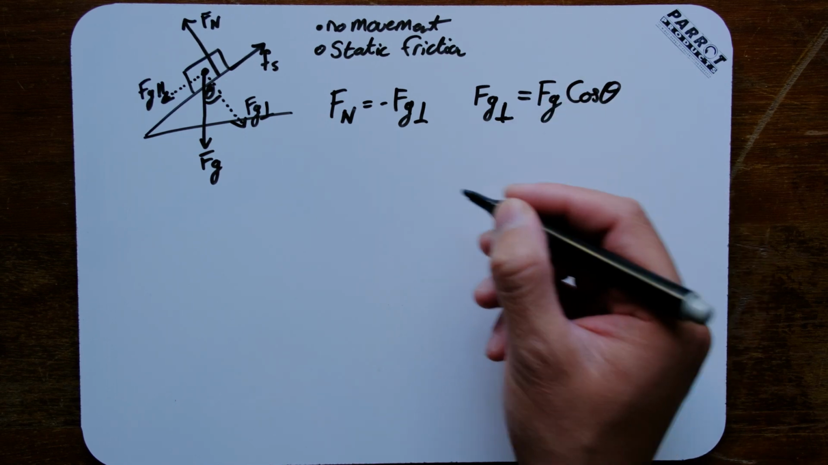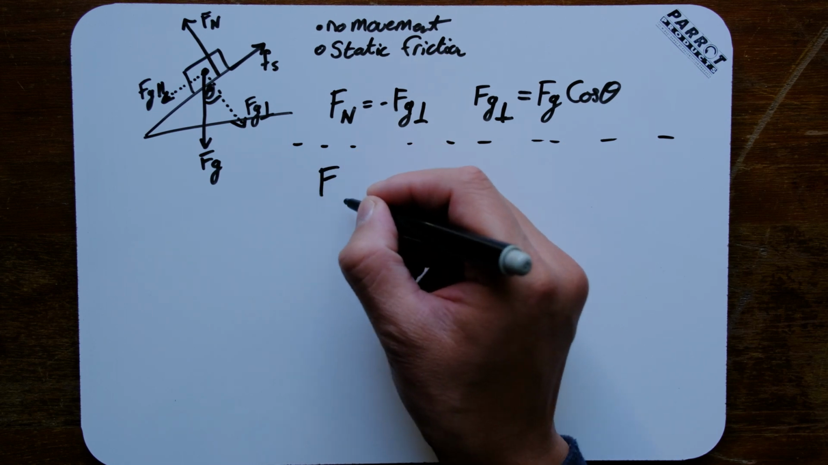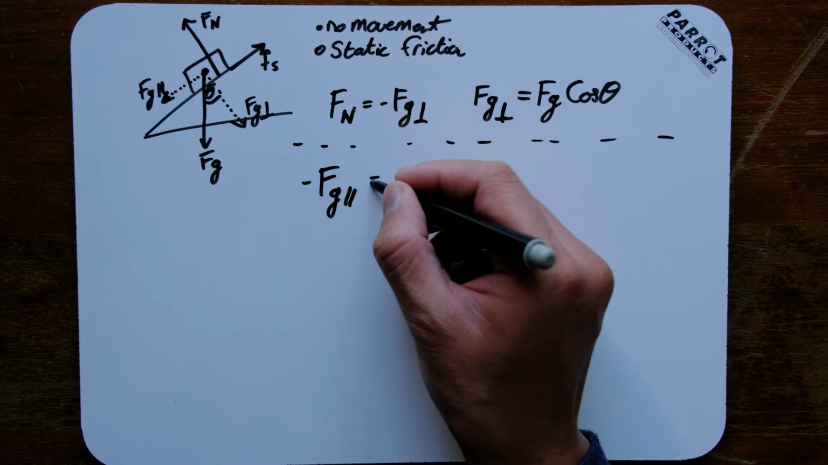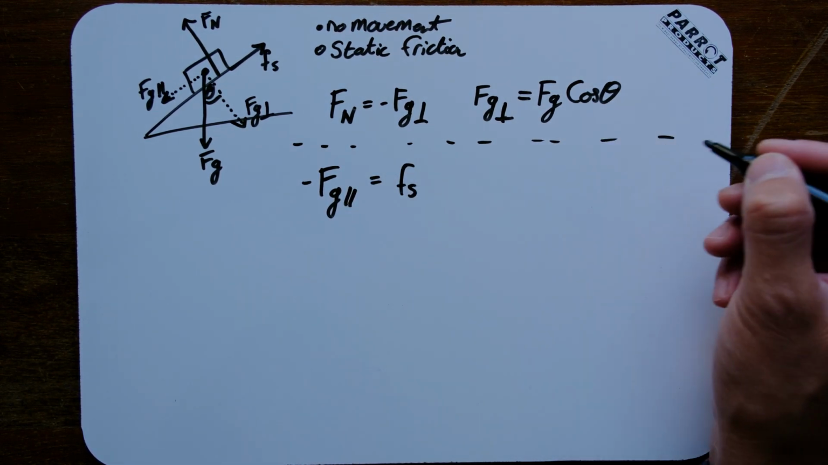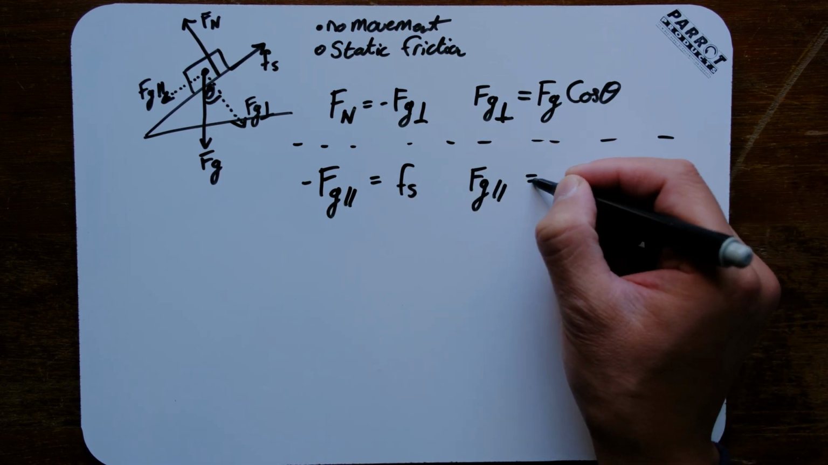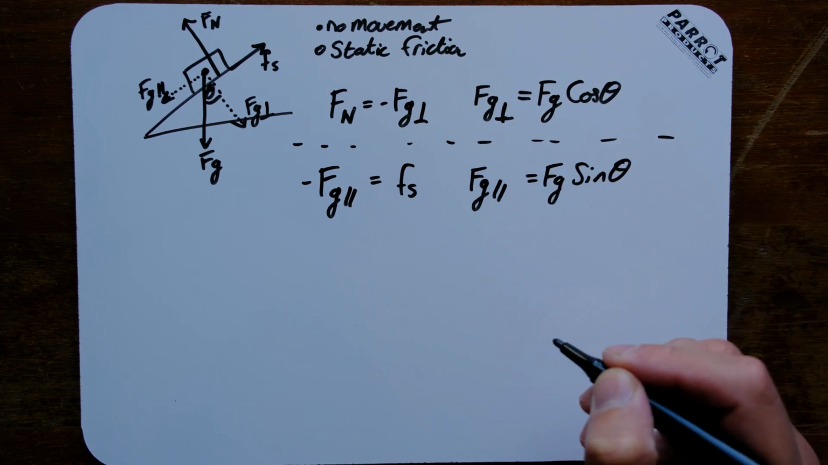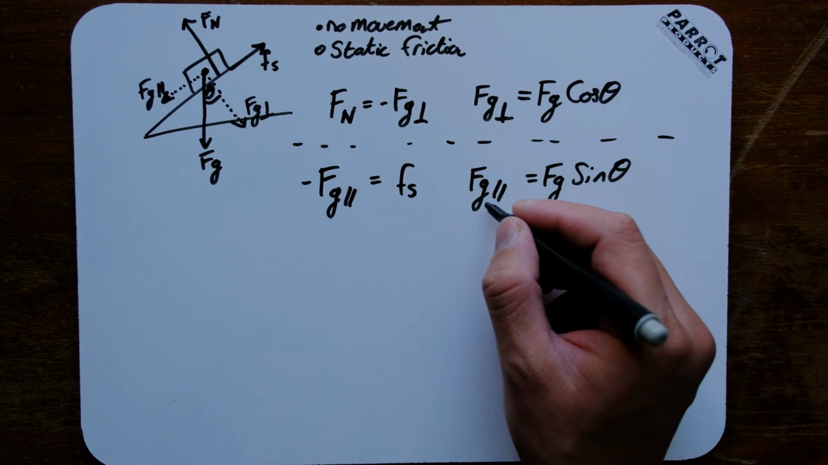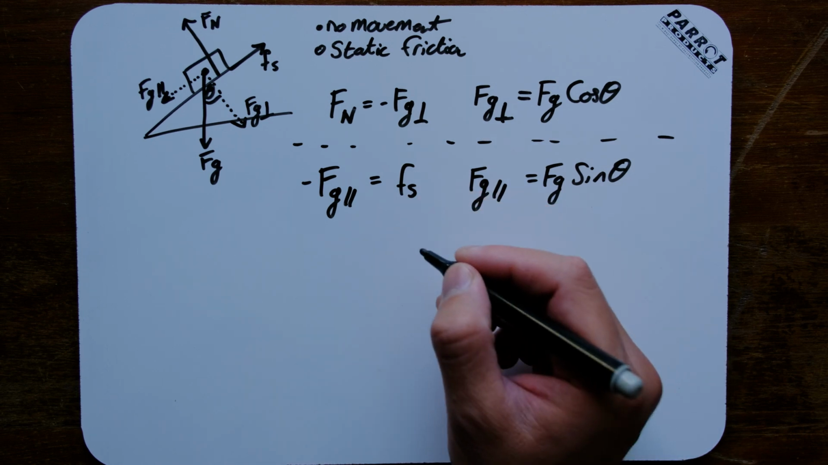Right, easy enough. Now, what we also need to say is that the force of gravity, which is parallel, is equal and opposite to the force of friction, which we are given, or we need to find out. And the force of gravity, which is parallel, is equal to Fg sine of theta. Alright, now once you've found out Fg parallel, then we can find out what the force of friction is.